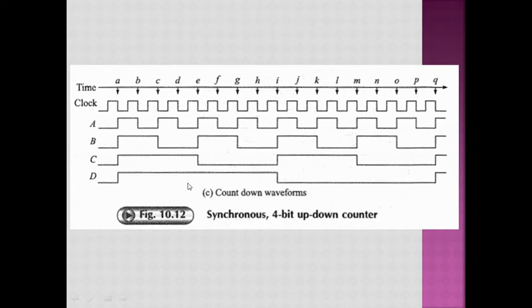Next negative edge of the clock pulse, D is going to be 1, C is going to be 1, B is going to be 0, and A is going to be 0, that is 12. Next negative edge of the clock pulse, 1, 0, 1, 1, that is 11. Next negative edge, 1, 0, 1, 0, that is 10. That means every negative edge of the clock pulse, the count of the counter is decremented, and this way it is working in a countdown mode. And from this waveform we can prepare a truth table.